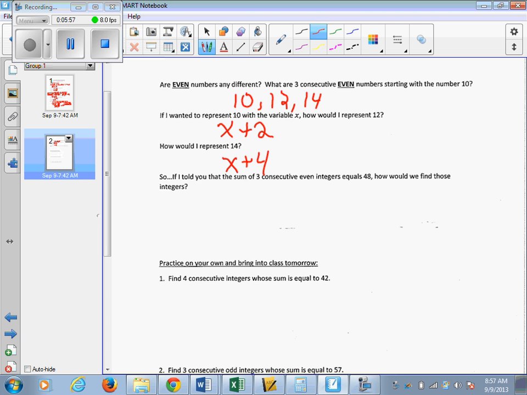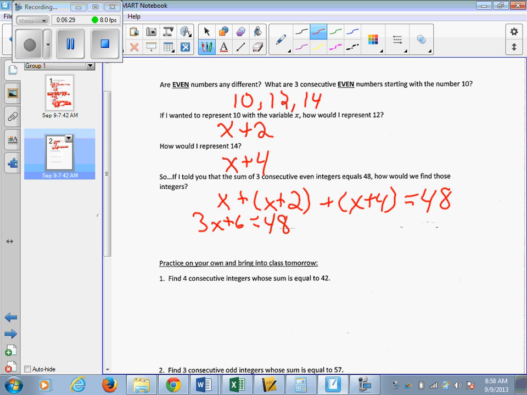So now I'm going to ask you for three consecutive even integers that equal 48. We're going to set up our problem the same way. We have our first integer, x, because we don't know, plus our second, and because it's even, we do x plus 2, plus x plus 4. This is equal to 48. So we combine our like terms, and we get 3x plus 6 equals 48. Now to solve for x, we subtract 6. We get 3x equals 42.